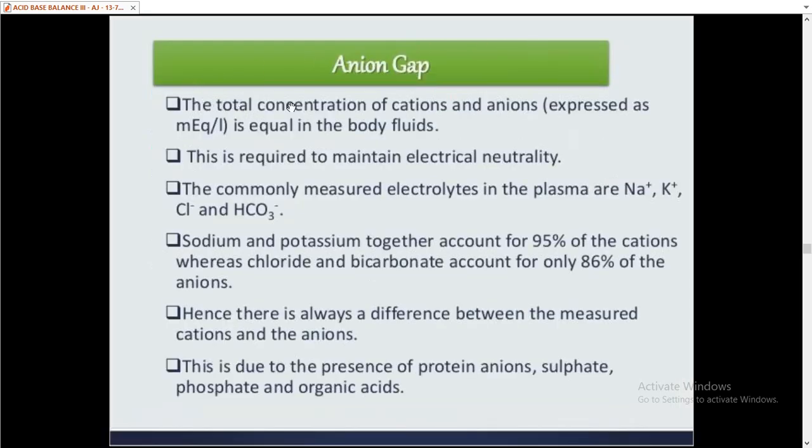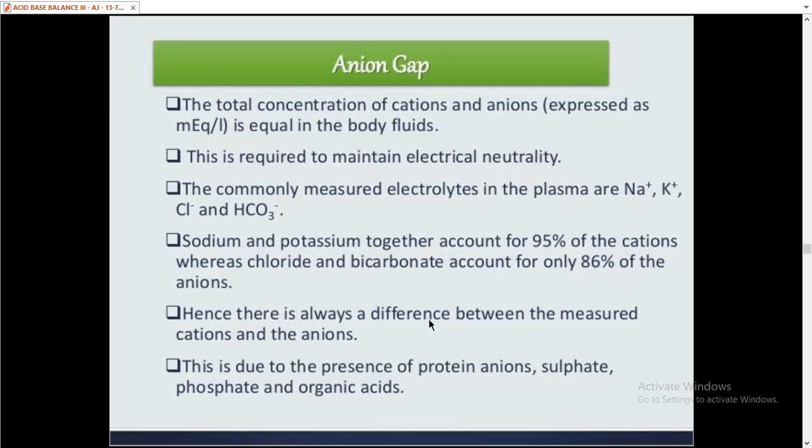Anion gap. The total concentration of cations and anions, which is expressed as milliequivalent per liter, is equal in the body fluids. This is required to maintain normal electrical neutrality in the body. The commonly measured electrolytes in the plasma are sodium, potassium, chloride, and bicarbonate ions. Sodium and potassium together account for 95% of cations, while chloride and bicarbonate account for 86% of the anions.